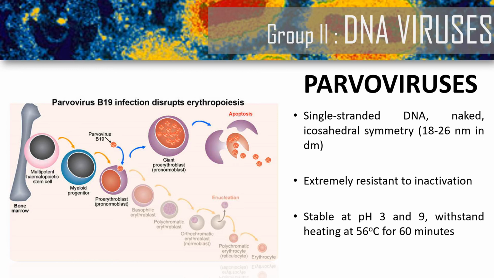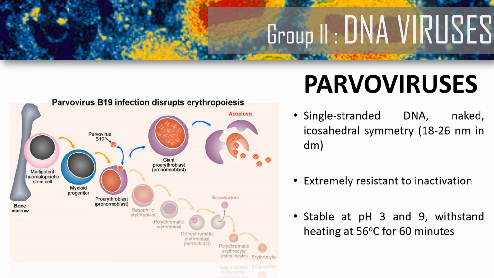So, parvovirus B19, under the family of your parvoviruses, are single-stranded DNA. Ayan, single-stranded na tayo kasi ng Group 1 double-stranded lahat. With Group 2, single-stranded DNA na siya. Naked, icosahedral symmetry, very small, 18 to 26 nanometers in diameter. Extremely resistant to inactivation.